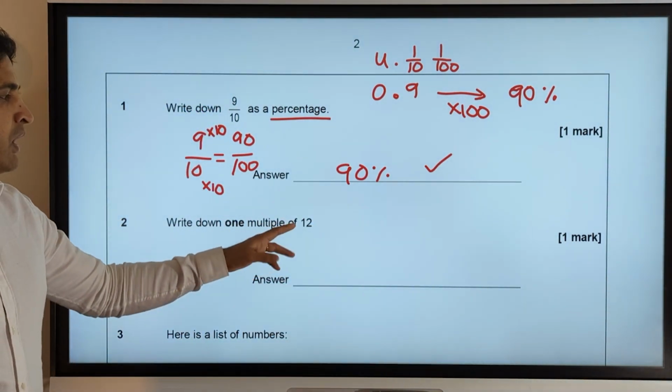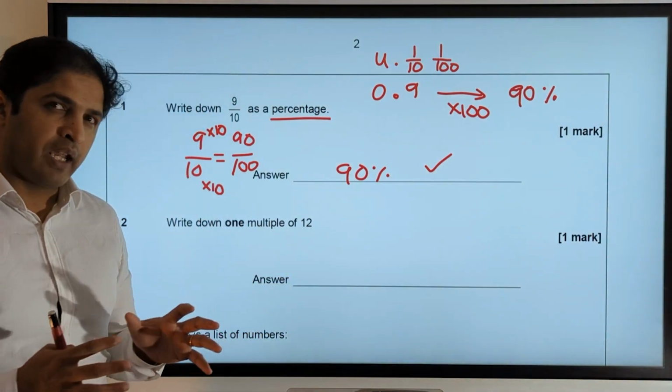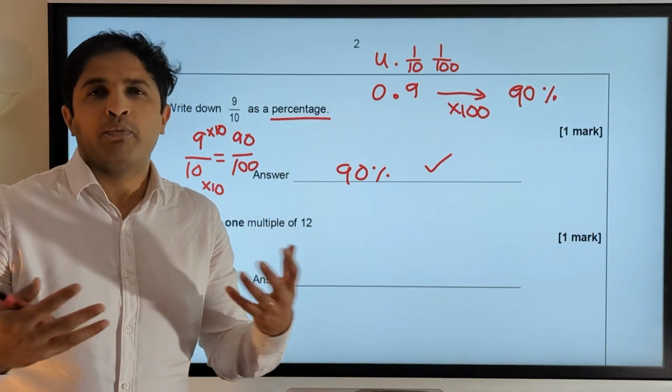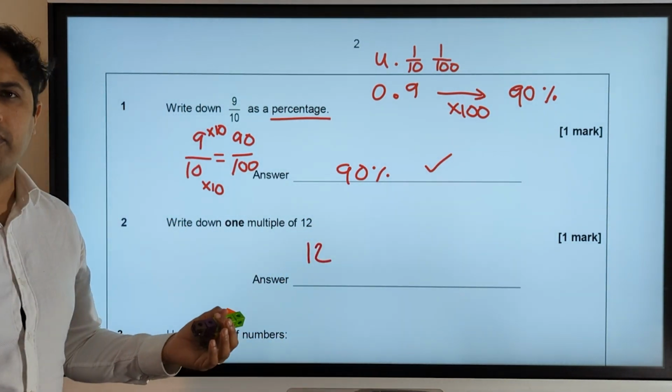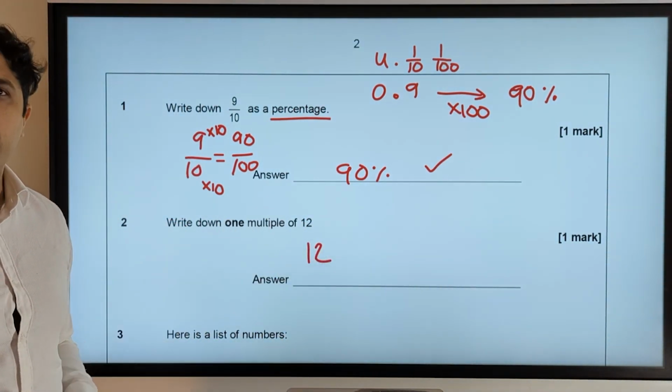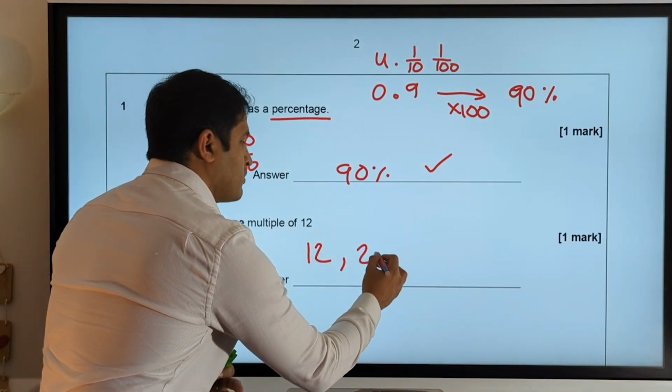Write down 1 multiple of 12. Now again, we looked at it before as well. Multiple means more than 1 lot. 1 lot of 12 is 12. That's a multiple of 12 because you have 1 lot of 12. And if you have two lots of 12, that gives you 24.